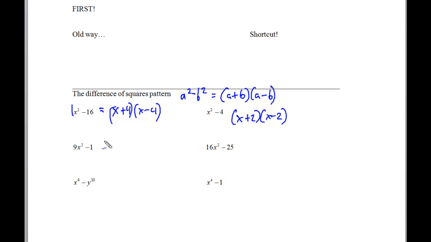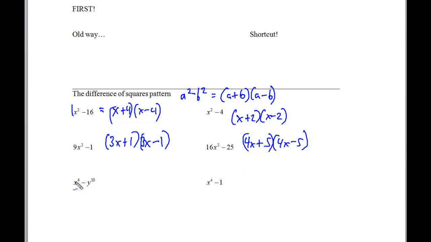Let's look at this one here. This is going to be 3x plus 1, because the square root of 9 is 3. And this is going to be 3x minus 1. This here is going to be 4x plus 5. And this is going to be 4x minus 5.